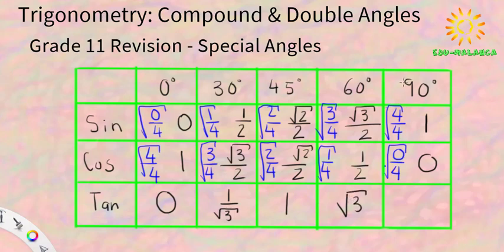Root 3. And the last special angle is tan of 90 degrees, which would be 1 divided by 0. Anything divided by 0 is undefined, guys. If you enter it into a calculator, the calculator will say error, and you know that the answer is actually undefined. So this is the second way to remember the special trig angles.